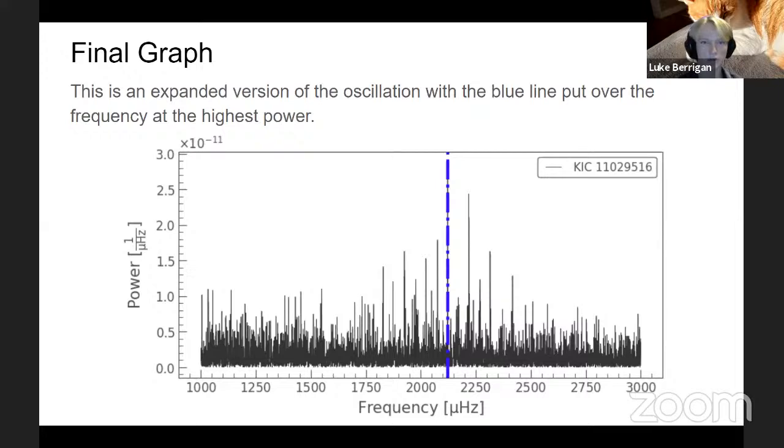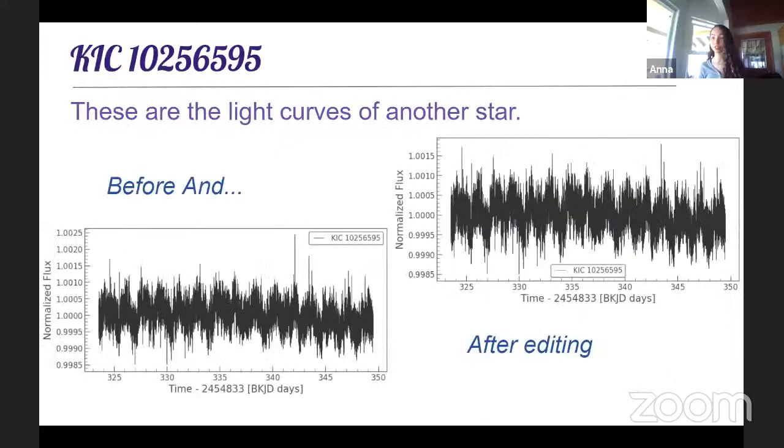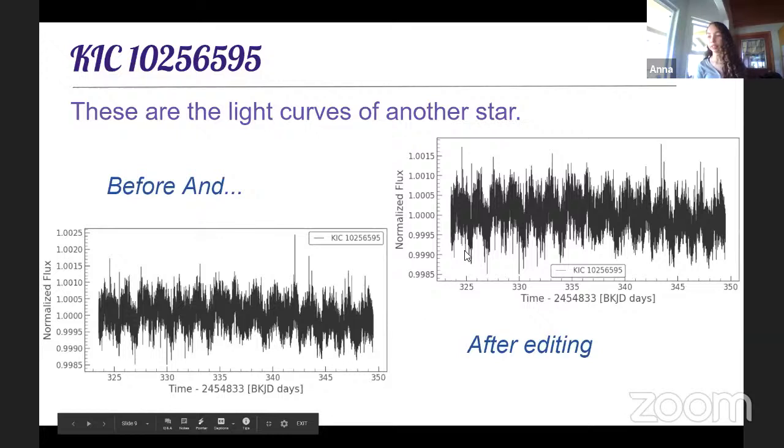So next slide, JD, please. So these are the light curves from a star that I did, the numbers at the top. The one on the left is just like the original light curve from the previous star we were just showing. And the second one is after we got rid of all of the unnecessary data. Next slide.